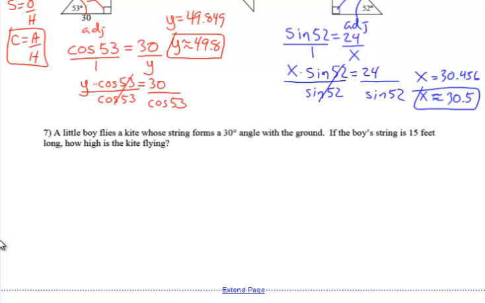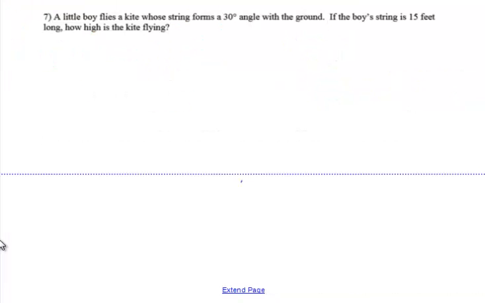Now let's look at this because we have a lot of these word problem scenarios that we can use trig to help us find. So here it is. We have a boy. He flies a kite whose string forms a 30-degree angle with the ground. If the boy's string is 15 feet long, how high is the kite flying? All right, so we want to draw a picture, and here's what we've got going on. We've got the ground, we've got a kite string, the kite's at the end, and we have the height.